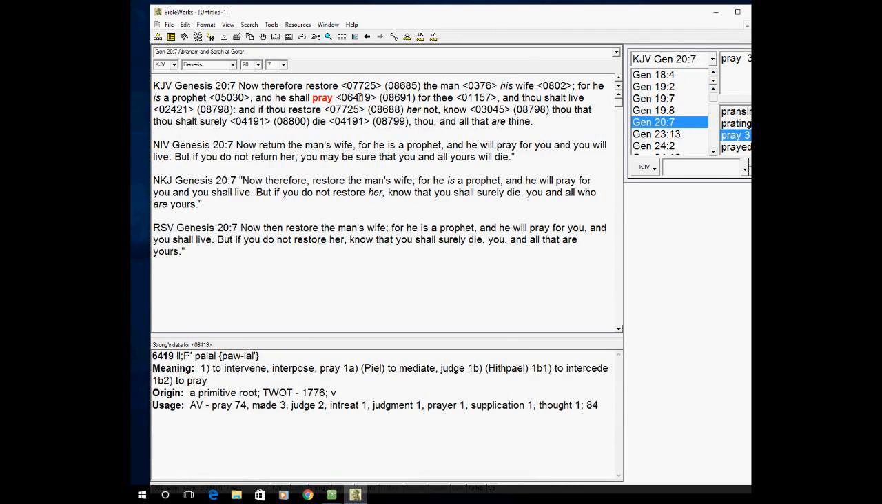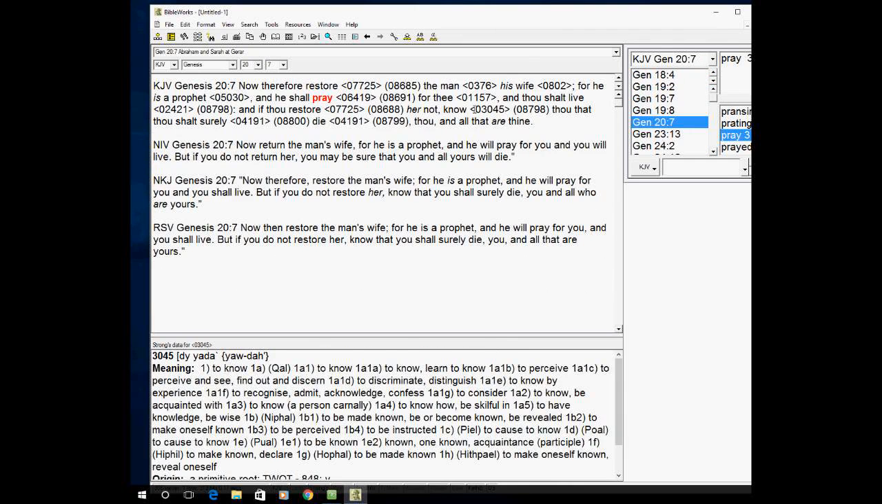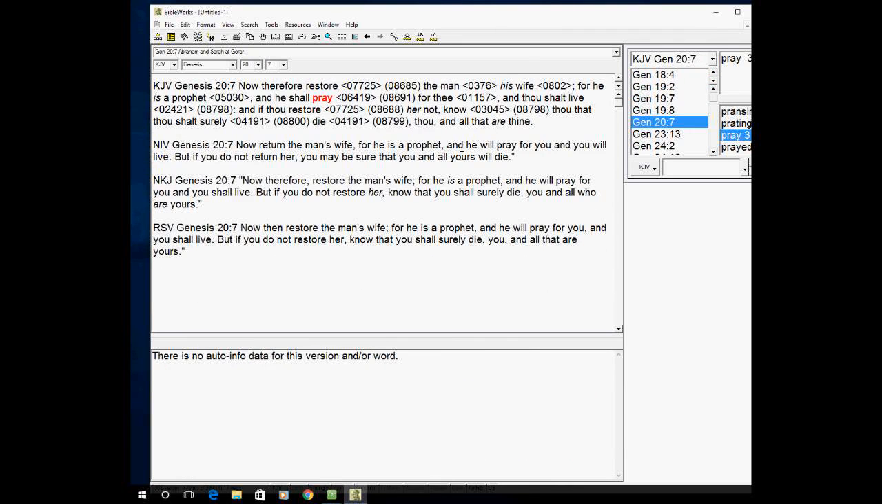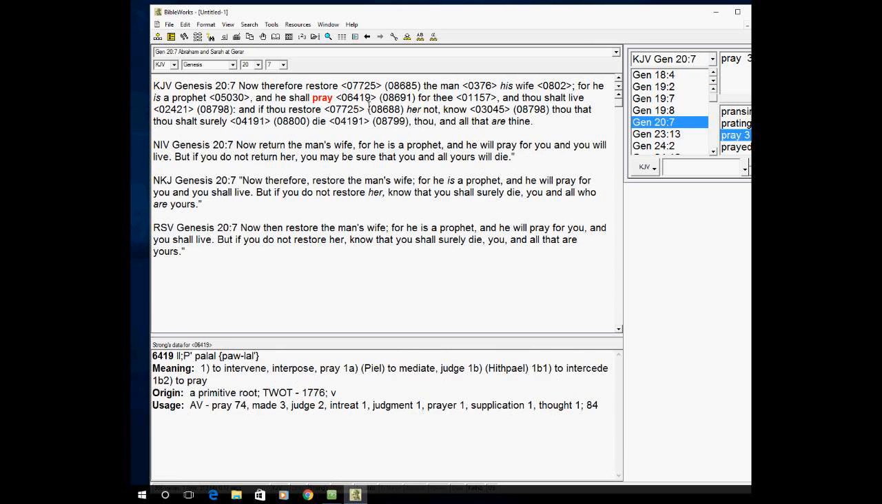This is where the first time that I found that the word pray is used in reference to talking to God in heaven. And this is where Pharaoh was saying, "Now return the man's wife, for he is a prophet, and he will pray for you, and you will live. But if you do not return her, you may be sure that you and all yours will die." And that's the word to pray, palal, which means to intervene, to interpose.